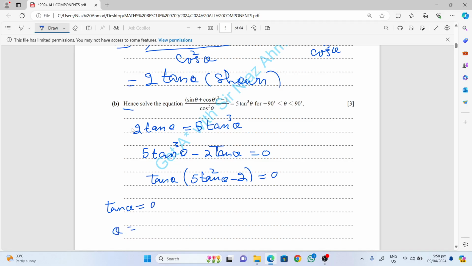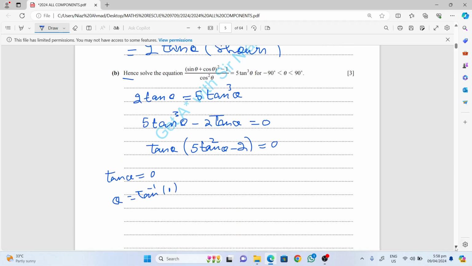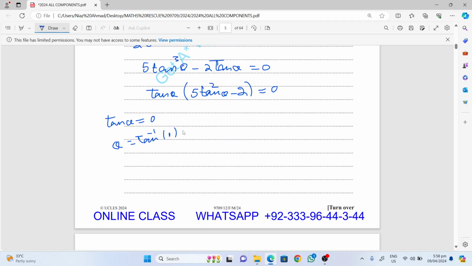So theta equals tan inverse 0. Theta equals tan inverse 0. So now you are getting the values. In case of 0, it would be 0 degree, 180 degree, and 360 degree.